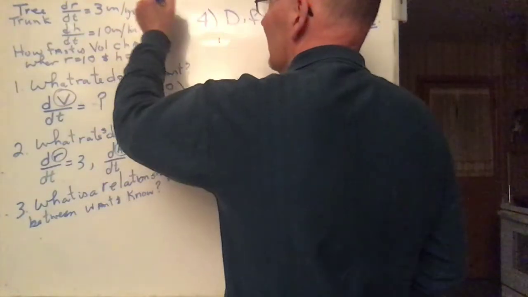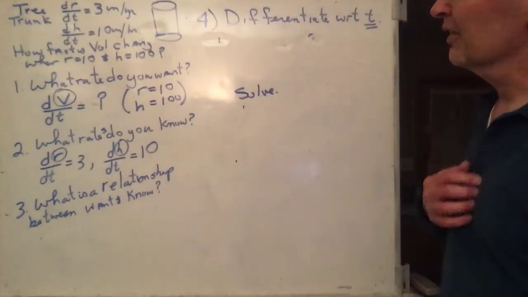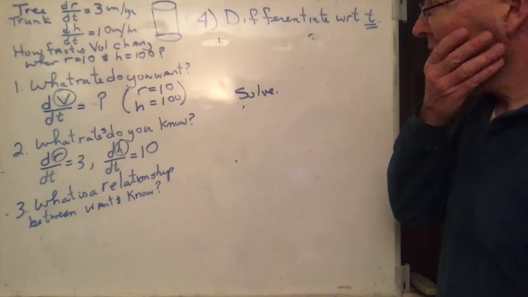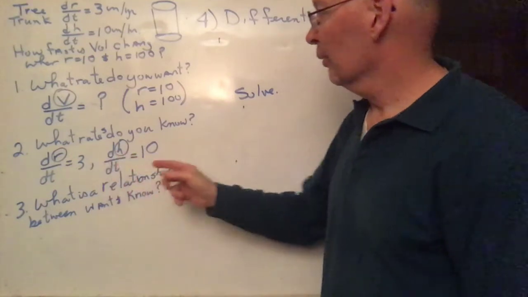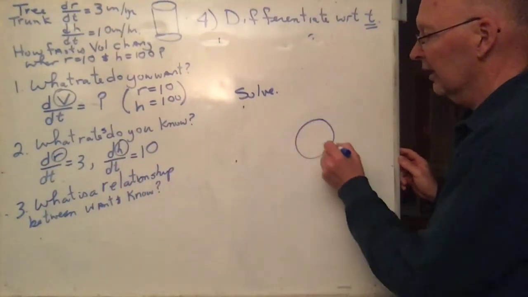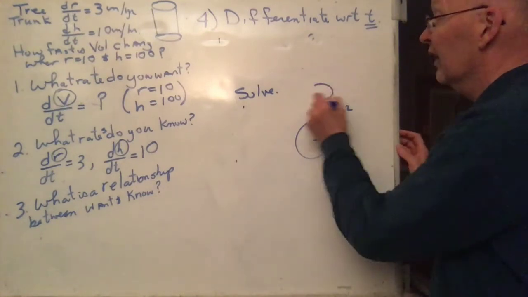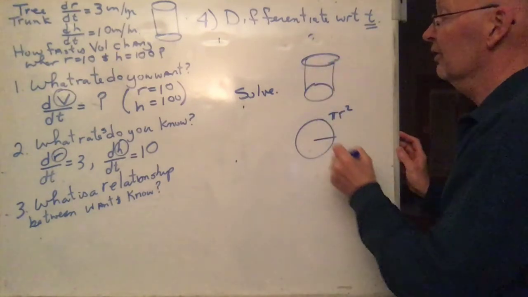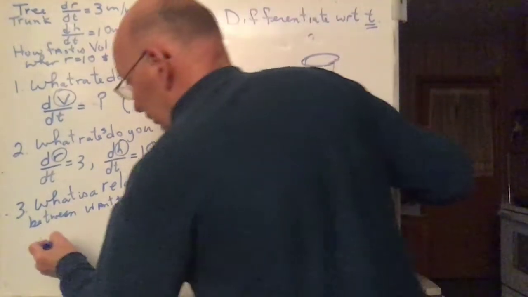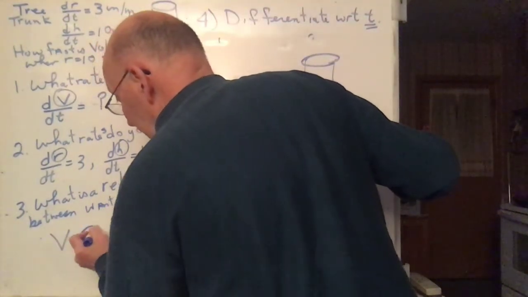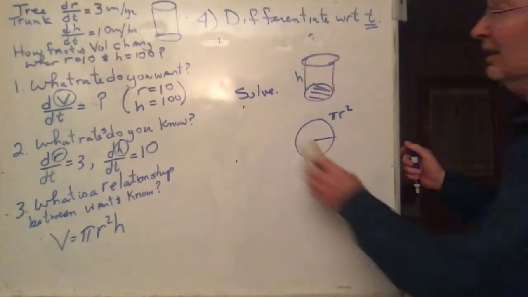I didn't say it right up front, but this is a cylindrical trunk. The trunk of a tree is in the shape of a cylinder. So, what's the relationship between the volume and these two things? Well, maybe you know that the area of a circle is pi r squared, so a cylinder is just pi r squared, which is the base, times the height. So here the volume is equal to pi r squared h, like that.